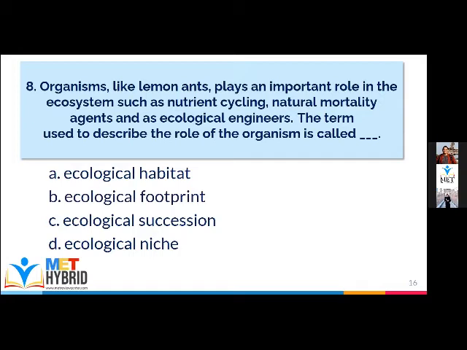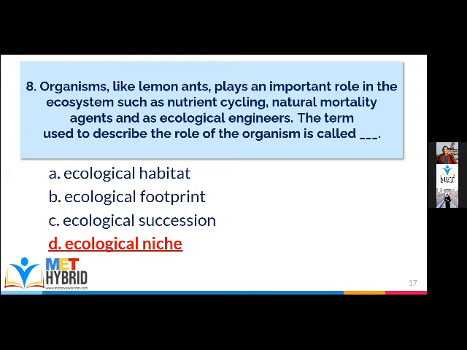Let's go back to number 8. Your answers in number 8 is letter D. Letter D, everyone. So you're also correct. So far, all of us are complete. Our score is perfect. So number 8, D, ecological niche.